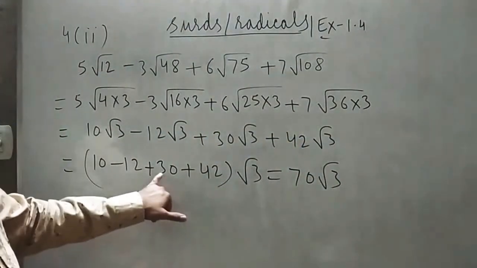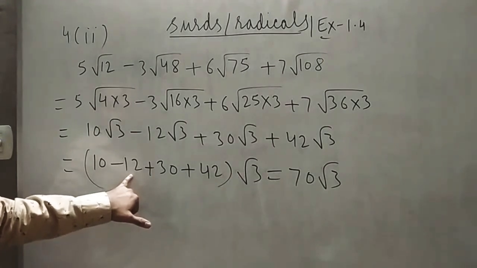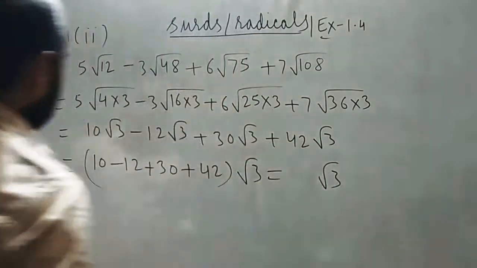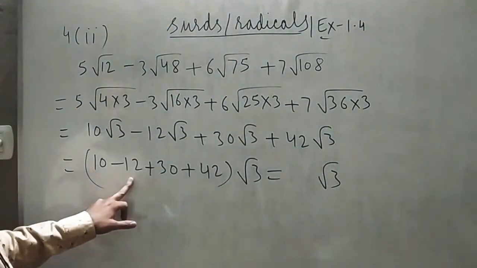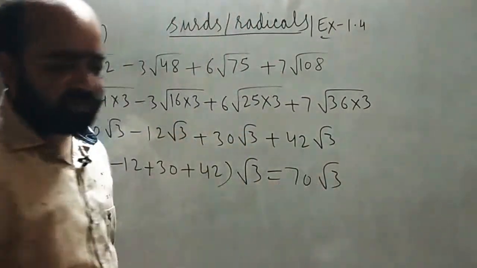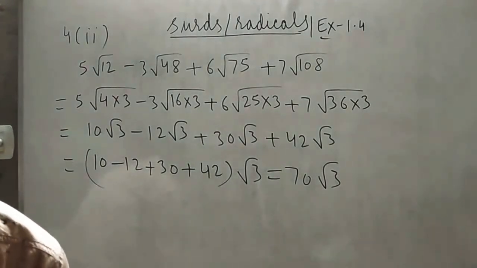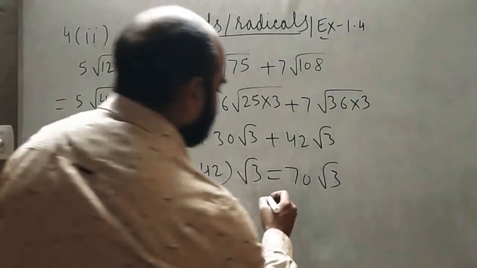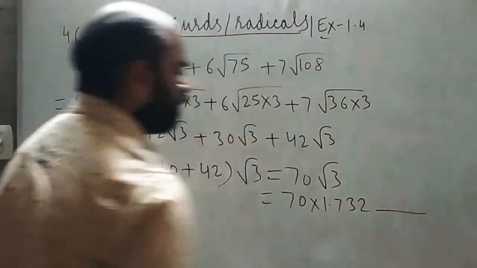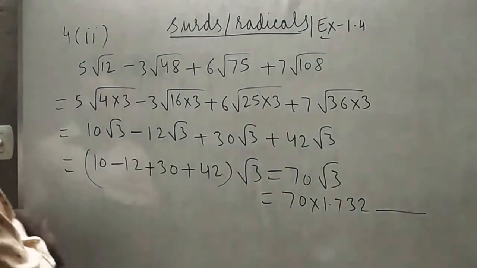Correct? 72 minus 12. Wait. So 10 minus 12 is minus 2, and 30 plus 42 is 72, so 70 root 3. Correct. 70 root 3. So we have to substitute the value of root 3, which is given as 1.732. So 70 into 1.732, multiply, and that will give the answer. Clear?